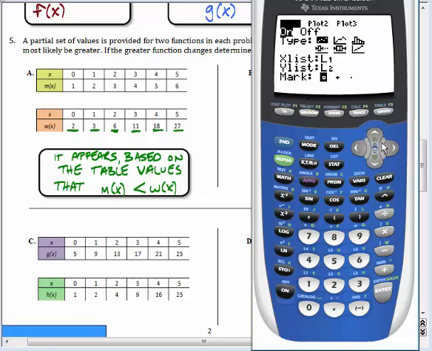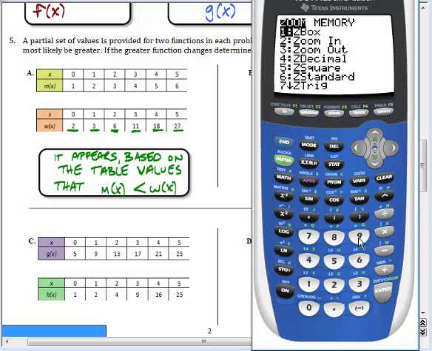Then I'll move back up to the top and go to Plot 2, and again I'll turn that one on. Again that first choice for the type. And for my X list, it's L1 again, so I hit second L1. But my Y list this time, remember we put it in the third list, would be L3, so I have to hit second L3. And then I would change my marker to something different so I can tell the two functions apart. So the first function is going to be a square, and the second will be a plus.